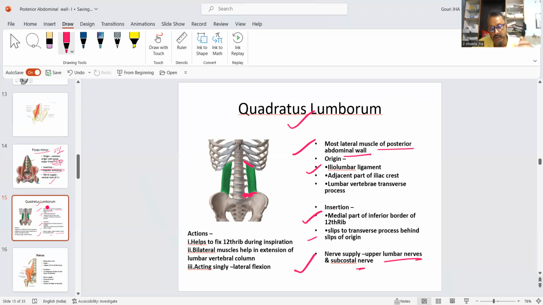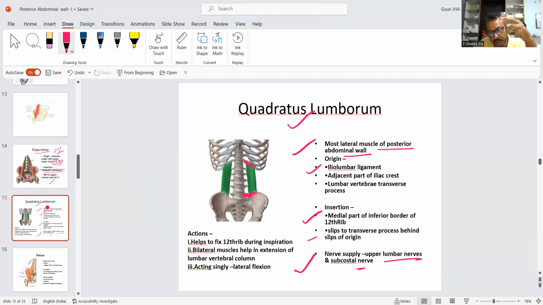The meaning is this: normally muscles, like the psoas major, come from above downward, but this quadratus lumborum is going from down to up. So this quadratus lumborum muscle takes origin from the iliolumbar ligament and also from the iliac crest, and it goes up and gets inserted to the 12th rib.